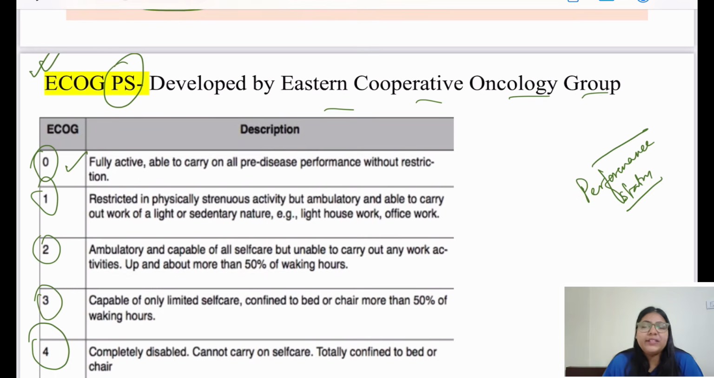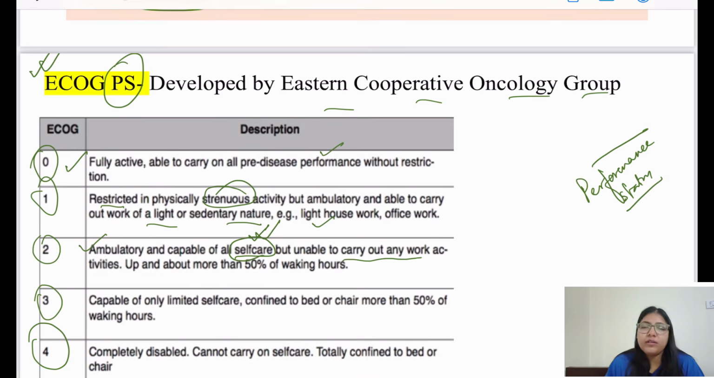So what is 0? Patient is fully active. Like earlier, before the disease state, the patient was able to carry out all her performance, and now also, after she has been diagnosed with this condition or has some chief complaints, she is able to carry out her full performance without any restriction. What is score 1? When there is restricted strenuous physical activity, but she is able to ambulate and carry out light work or sedentary work, like light household work or office work. Score 2 is patient is ambulatory and capable of self care.